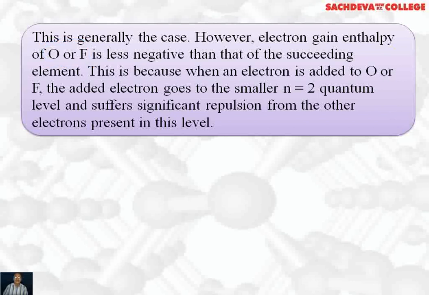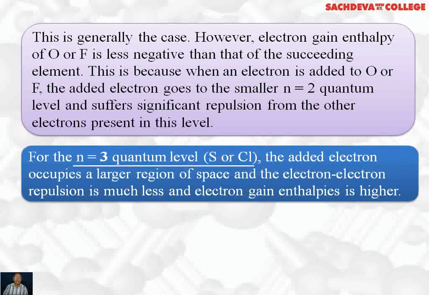succeeding elements. This is because when electron is added to oxygen or fluorine, the added electron goes to the smaller n equal to 2 energy level and suffers significant repulsion from the other electrons present in that level. That is, there is more interelectronic repulsion in case of oxygen than sulfur and fluorine than chlorine. That is why sulfur has higher electron gain enthalpy than oxygen and chlorine has higher gain enthalpy than fluorine.